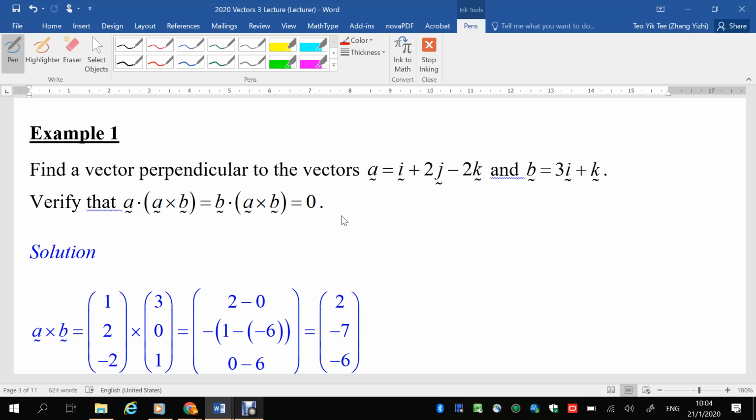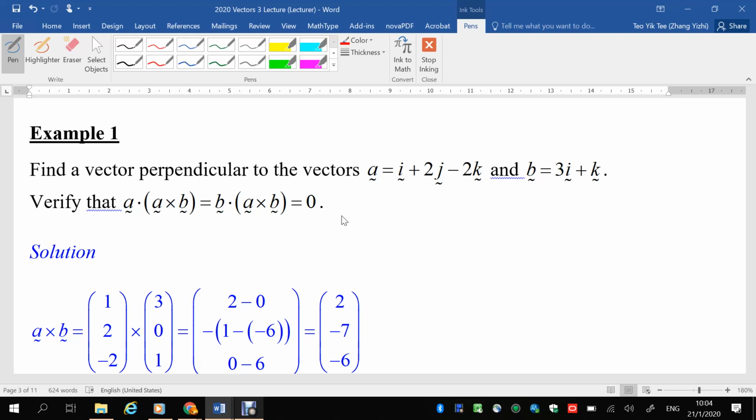Follow? How do I get the second item? Cover the second row. Cross. So 1 times 1, minus away 3 times minus 2. Then put a negative on the outside. How do I get the third row? Cover. 1 times 0 minus 3 times 2. That's how I get my 0 minus 6.